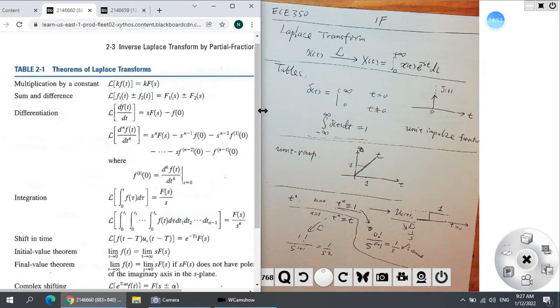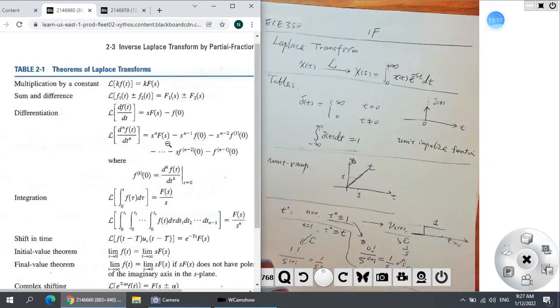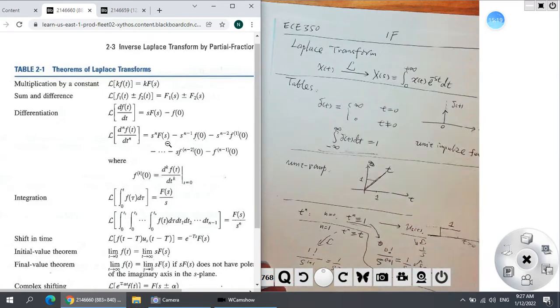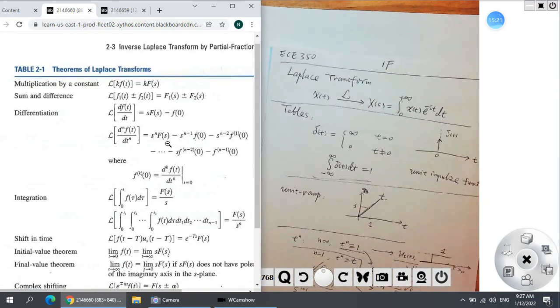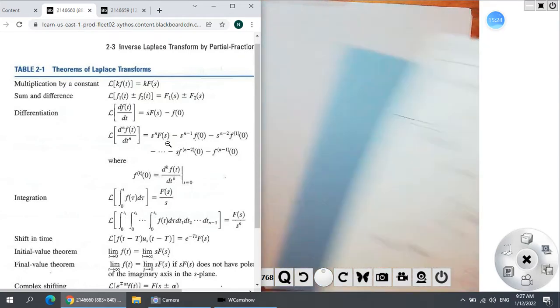All right. This table gave us some theorems of Laplace transform. They are kind of rules. You use these rules, these theorems, then you know how to find the Laplace transform or go back from the Laplace transform to the time domain. The first one is the Laplace transform of k times a signal equals k times F of s.